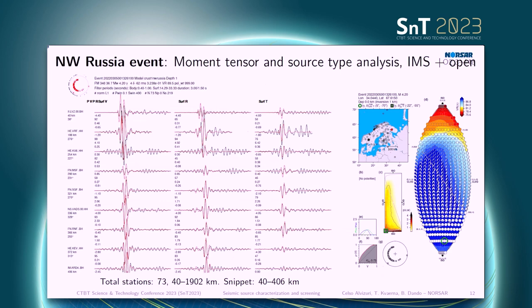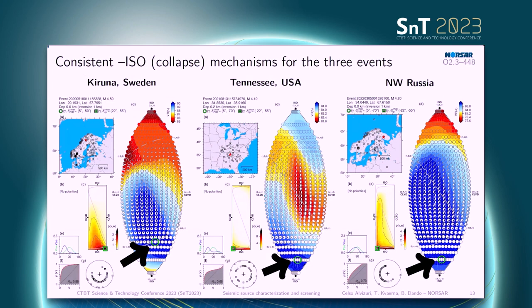Same for the Northwest Russia event. This was a smaller event, so you can see that the observed waveforms were noisy. But again, the best fitting solution is towards the bottom of the lune. Right. So to summarize, using seismic full moment tensors, I was able to obtain consistent negative isotropic or collapse types of mechanisms for three events in Kiruna, Tennessee, and Northwest Russia. As you can see, the best fitting solutions, pointed by the black arrows, are all consistently in the negative isotropic domain.